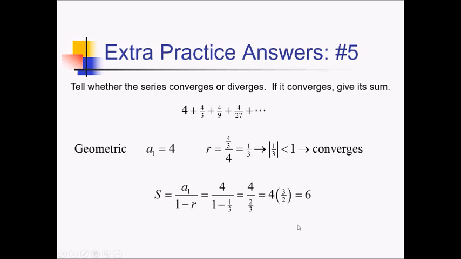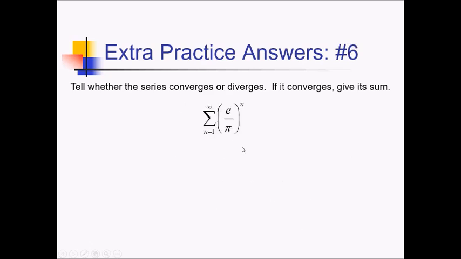For this problem, we want to know if this series converges or diverges, and if it does converge, what its sum might be. So the key on this one is recognizing that we're dealing with a geometric series, and we know this because we're multiplying by the same thing over and over again. To get the next term, you keep multiplying by e over pi because of this variable in the exponent.